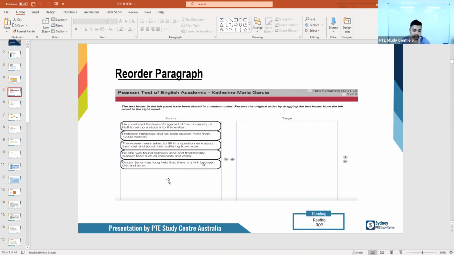Which one do you think is the second sentence? Please participate, guys. Anyone can say the answer. Which one do you think is the second sentence? He convinced Professor Fitzgerald of the University of Hull to set up a study into this matter. Why? Why do we think this is the second sentence?